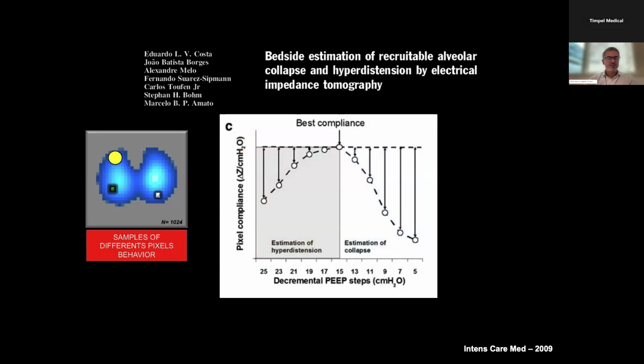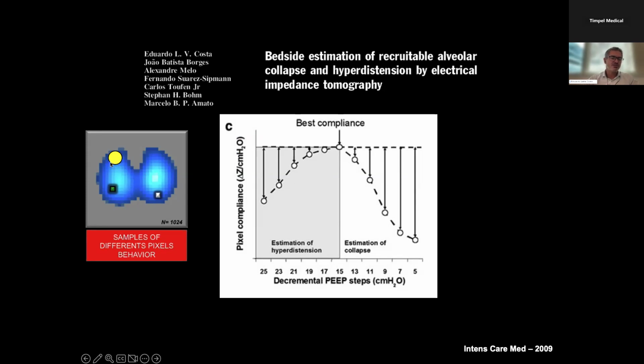So the nice thing about this is that when we have a global decremental PEEP trial, and you look at compliance, usually it can be very hard to interpret because the lungs can be very heterogeneous. And sometimes you have collapse occurring at one lung region, relief of overdistension occurring at another region, and these two phenomena tend to cancel each other out. So because of EIT, you can actually have one of these curves for every pixel.